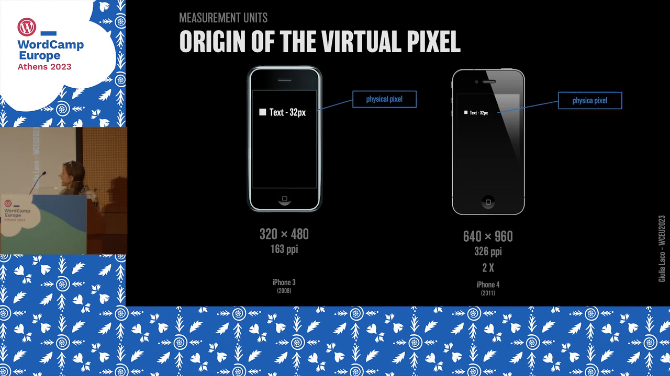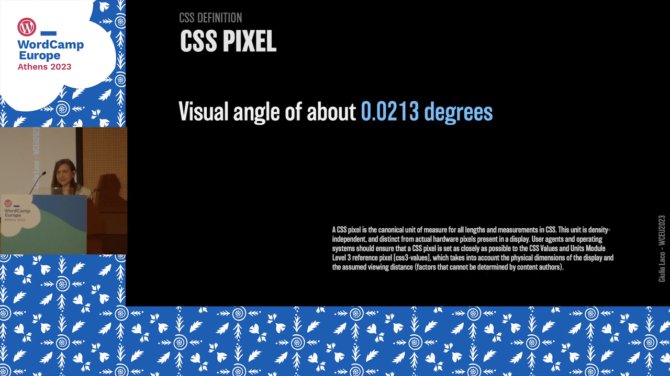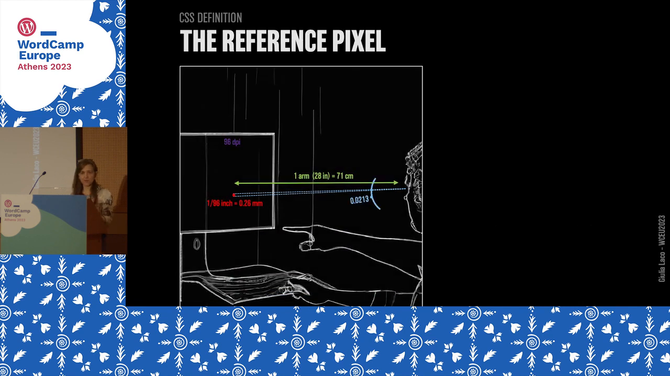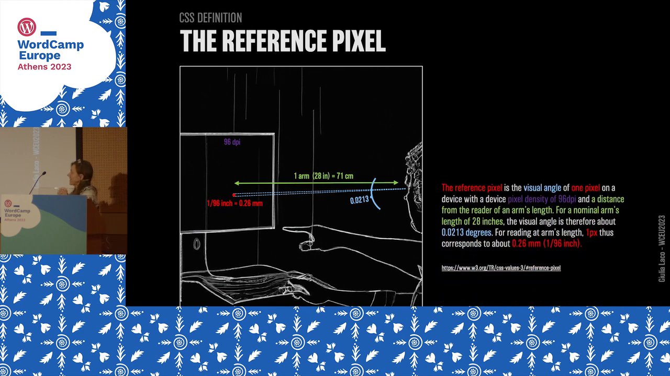So they had to introduce no more the physical pixel, but the virtual pixel. And the CSS specification had to be changed and upgraded. And this is a nice definition of a pixel, the CSS pixel: it is an angle. It's a visual angle of a fraction of a degree. Just to give you an idea of what they mean, it's not easy, I'll try.